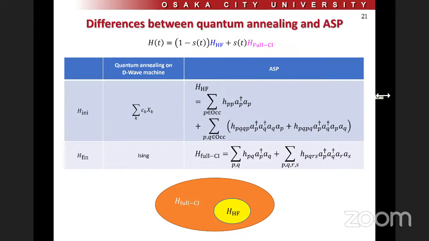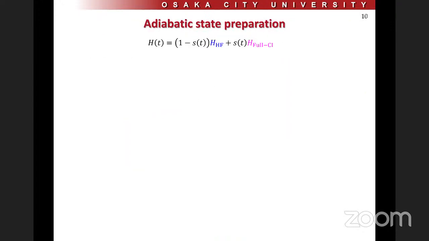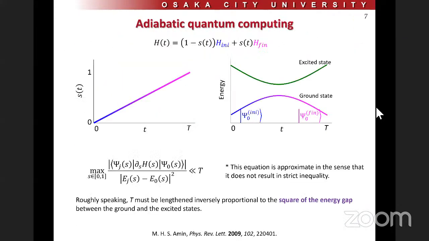I probably have a couple of questions. Okay. You had shown an expression for the anneal time. There was an inequality which went as the inverse of the difference in energy square. Yes, this one. So the seventh slide.